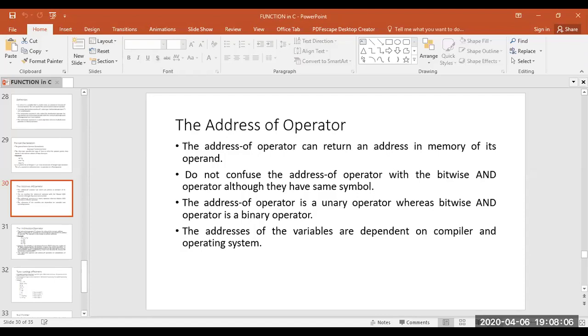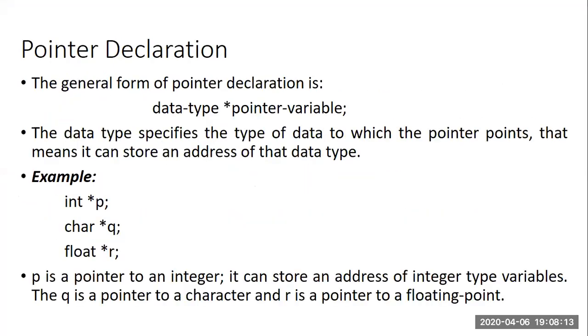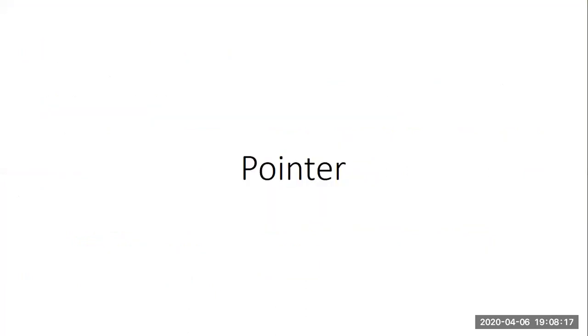So the difference between a pointer variable and a normal variable is that a pointer variable can store the address of another variable, and a normal variable cannot store the address of another variable. A normal variable is used to store the value of the variable only. That is the basic difference between a pointer variable and a normal variable.